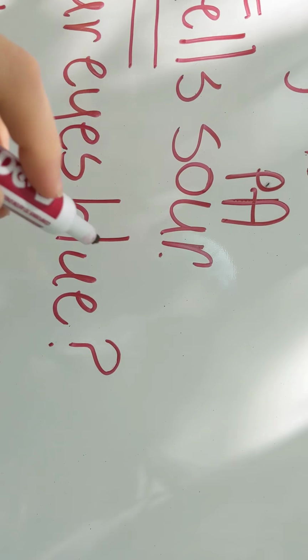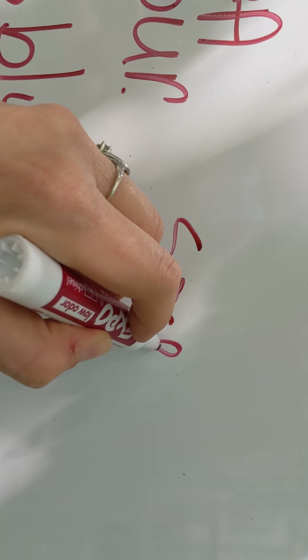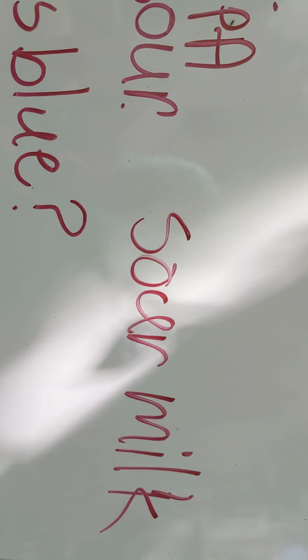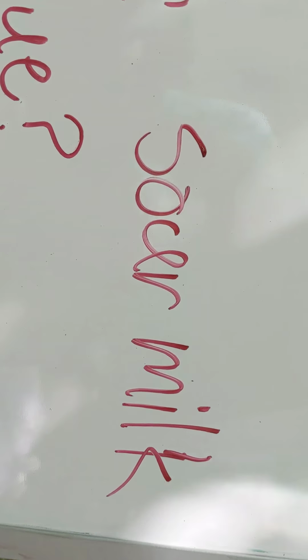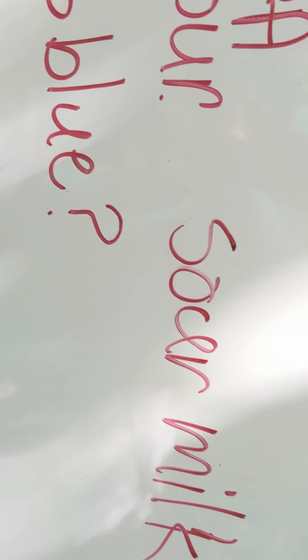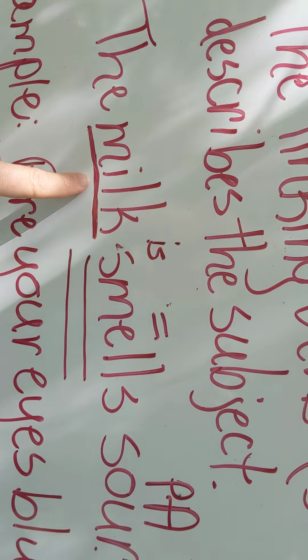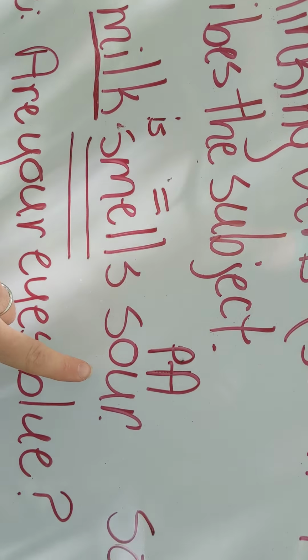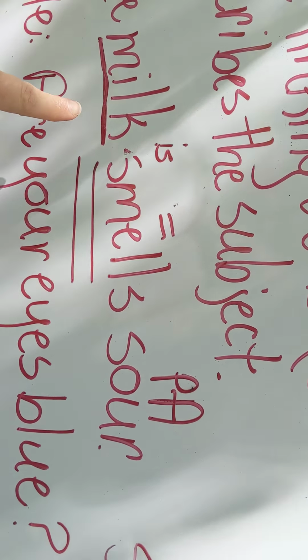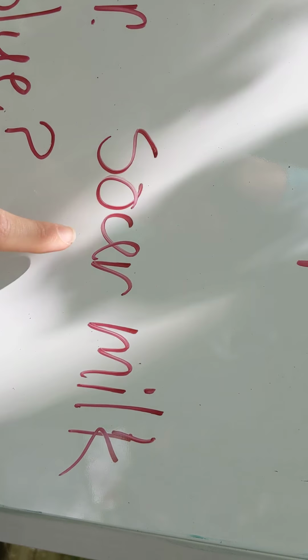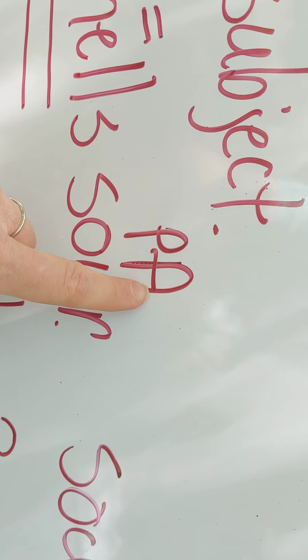But for predicate adjectives, can I say sour milk? Does that check? Yes, it does. Because instead of saying milk smells sour, I can say sour milk. If that works, then you are good to go. Your exercise is correct. So very good with that. So again, it always goes subject, linking verb, predicate adjective. Test it: milk is sour, milk equals sour, or sour milk. And you label your predicate adjective with a PA.